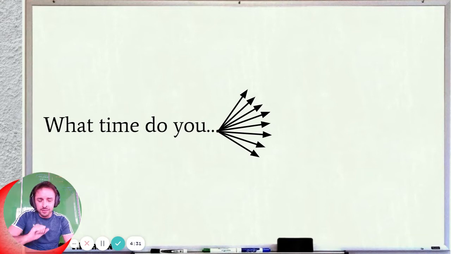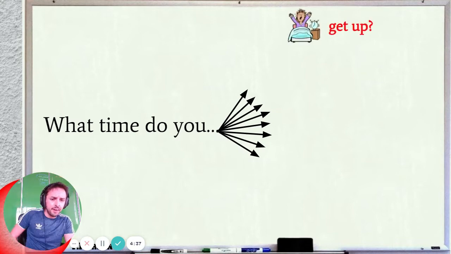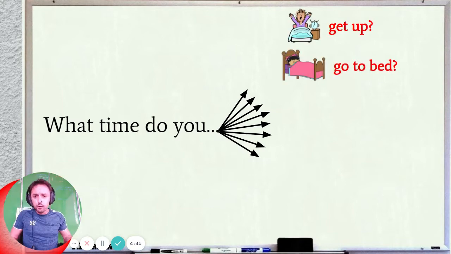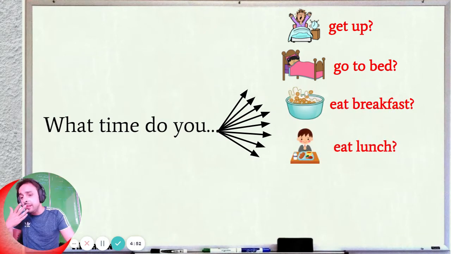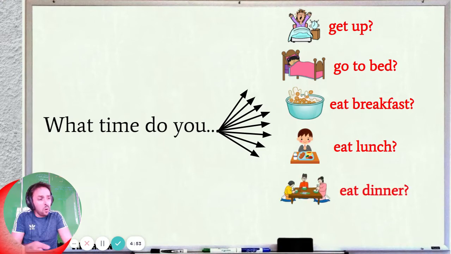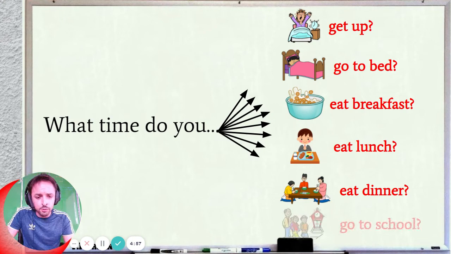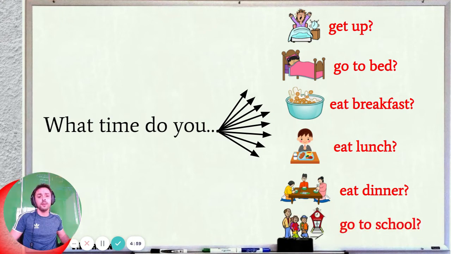But we have 6 verbs that you need to remember for Unit 5. We have what time do you get up? In the morning, you get up. What time do you go to bed? Then we have the eat. What time do you eat breakfast? What time do you eat lunch? What time do you eat dinner? And the last one, what time do you go to school?